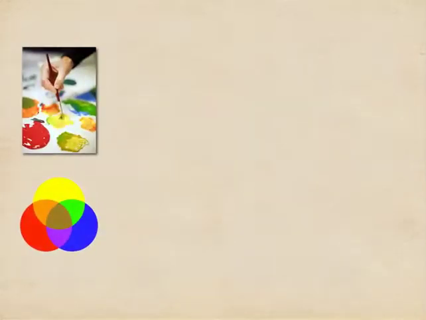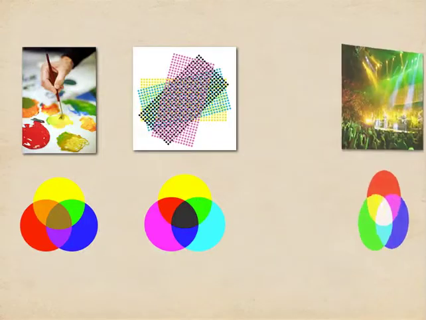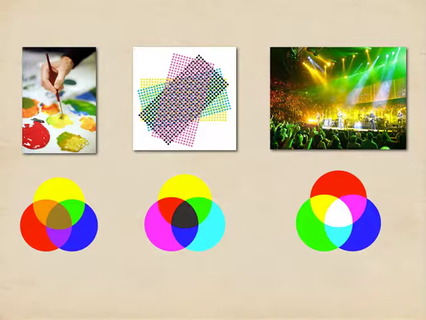So to recap, when we mix pigments, our primaries are red, yellow, blue, and when they mix together in equal quantities, we get browns or grays. If you're printing, we'll use cyan, magenta, yellow, and they mix together in equal quantities to give us black. And if you're mixing light, the primaries are red, green, and blue, and they mix together to give us white.